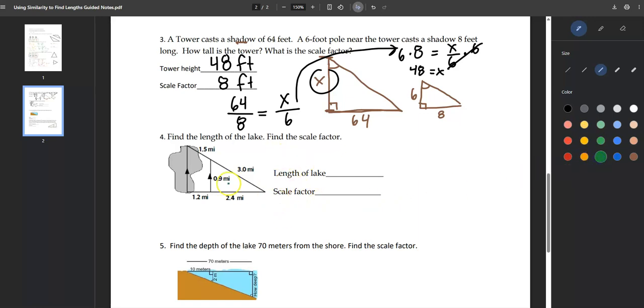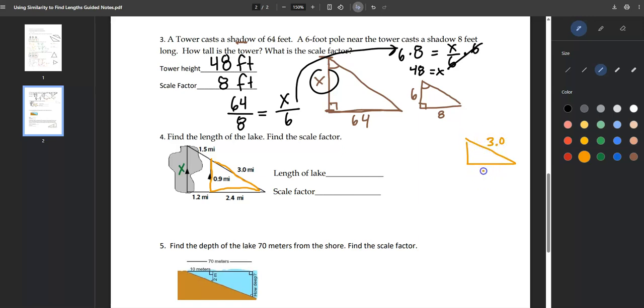All right, looking at one that's a little bit different, we've got find the length of the lake. So we want to find this length on this side. They've given me a picture here, and I want to find the scale factor as well. So this one I have a triangle. Again, a triangle within a triangle. If you guys notice, here is the smaller triangle within that bigger triangle. So sometimes I find it a lot easier just to draw these separate.